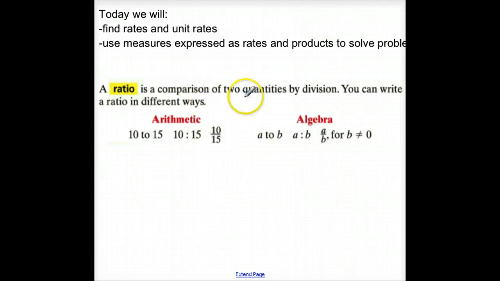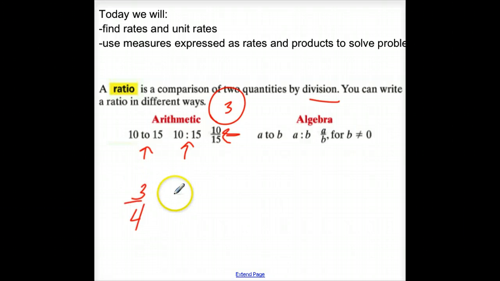A ratio is a comparison of two quantities by division. You can write a ratio in three different ways. If I have the ratio 10 to 15, I say it 10 to 15, but I can write it with the word to, 10 to 15, with a colon, 10:15, or as a fraction, 10 over 15. So one more example, if I had the ratio of 3 to 4, I could write it as a fraction, with a colon, or with the word to.